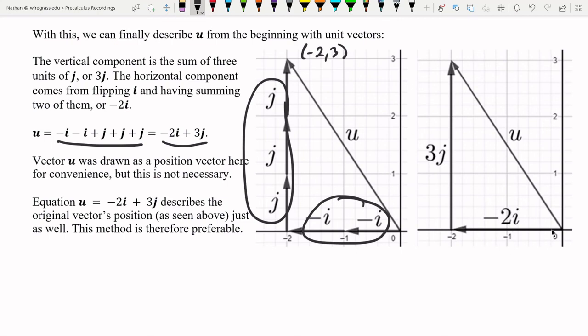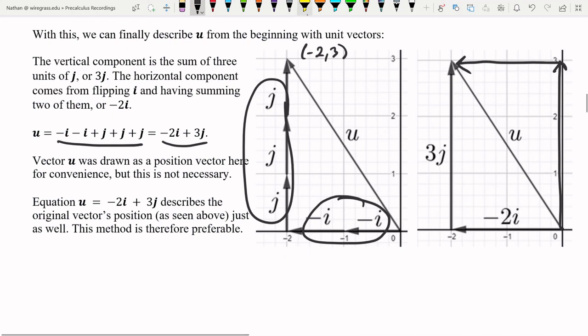Negative 2i just flips the direction of i and extends it by a factor of 2. And 3j just extends j by a factor of 3. So if we add these two up, you can also add 3j first and then negative 2i, and that will give you u. Either way you want to do it, it gives you the exact same answer.